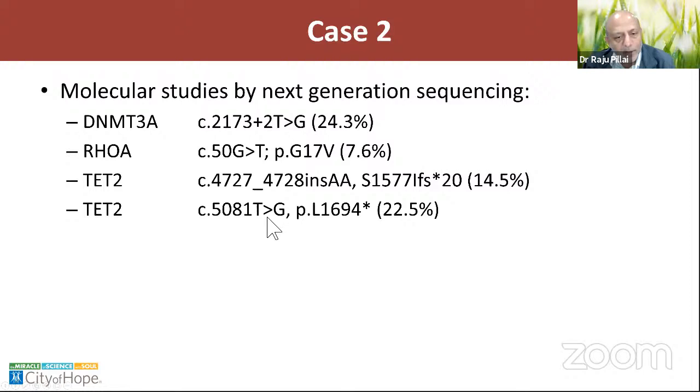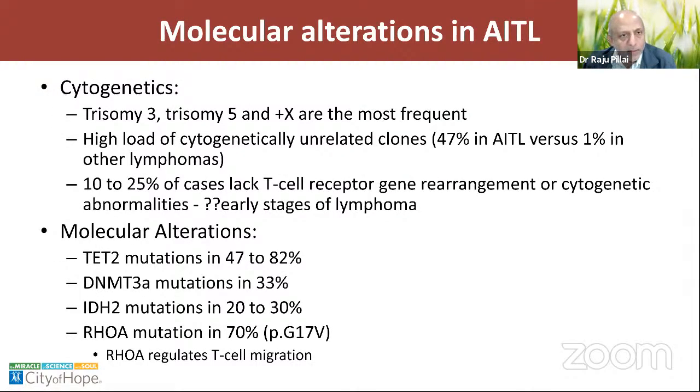There was another one which said T to G at 5081, and what it led to is L1694, and this asterisk means a stop. So the mutation created a stop codon, and it stopped making the protein. So typically these 2 are probably in both copies. Usually it doesn't occur in the same copy. So it basically knocked out both of the TET2 genes. So this is how you would read that molecular report.